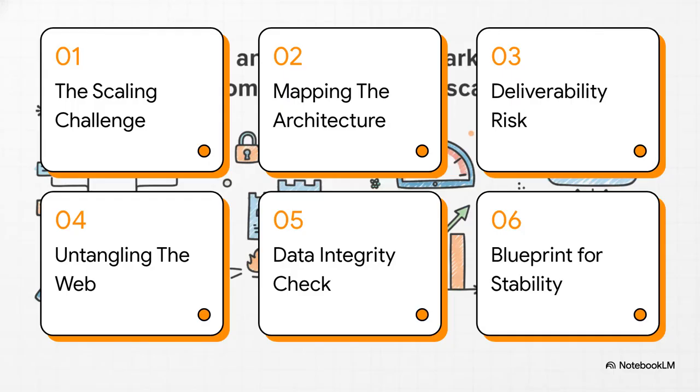So here's how we're going to tackle this. We're going to follow the exact path an expert consultant would. First up, we'll get a handle on the scaling challenge. Then we'll map out the whole system. From there, it's time to hunt down the biggest risks. We're talking everything from email deliverability to tangled automations and messy data. And finally, we'll lay out a clear, actionable blueprint for stability. Think of it as a full system health check.